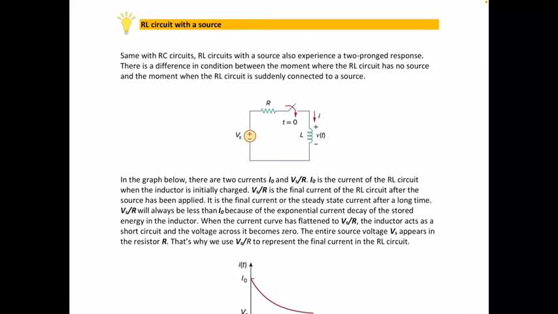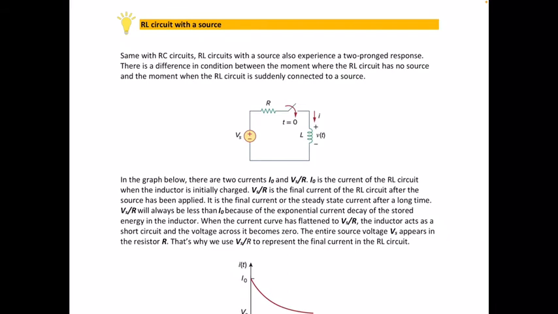This topic borrows so much from its predecessor, which is RC circuit with a source. Just like its predecessor, the analysis of RL circuits with a source also has two parts, and perhaps the difference between them is the natural behavior of the inductor itself. Same with RC circuits, there is a difference in condition between the moment where the RL circuit has no source and the moment where the RL circuit is suddenly connected to a source.